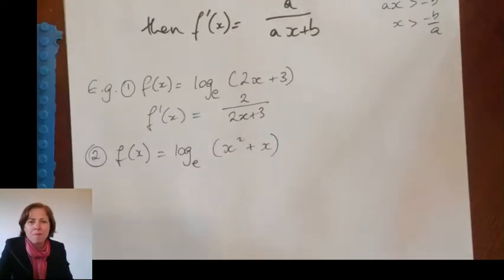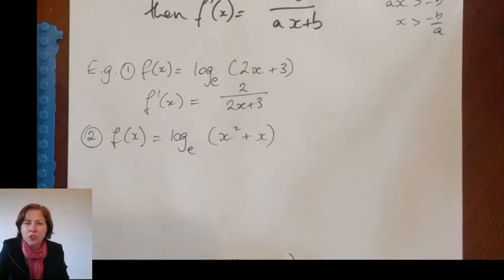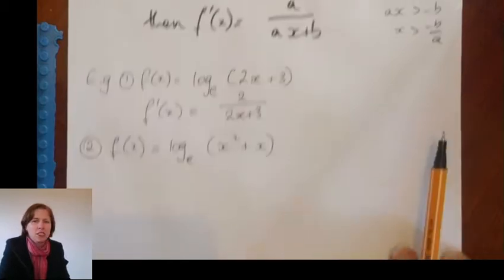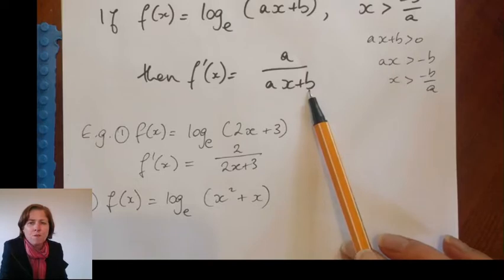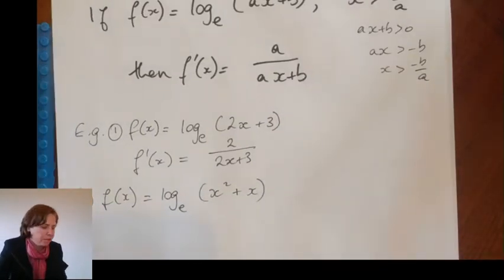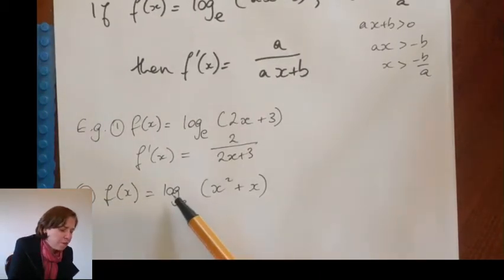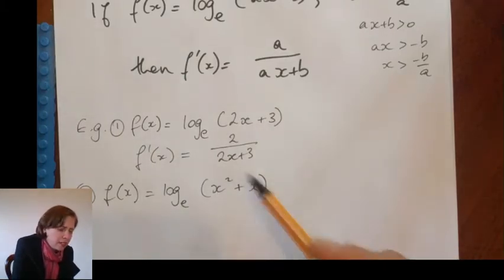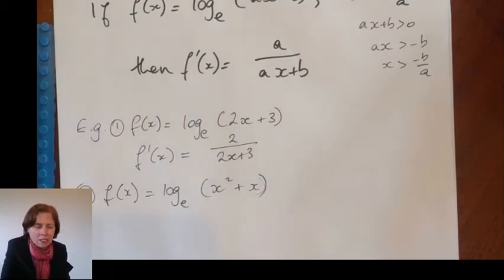Okay, now we're going to do this next example, and the key here is looking at it carefully and recognizing, ooh, that's not a linear function. So I can't just go straight to this rule here and put a over ax plus b. In fact, what I have here is a composite function. So I need to identify my inside and my outside function. If f of x is log base e of some other function, then this function inside the argument of the logarithm, that is my inside function.